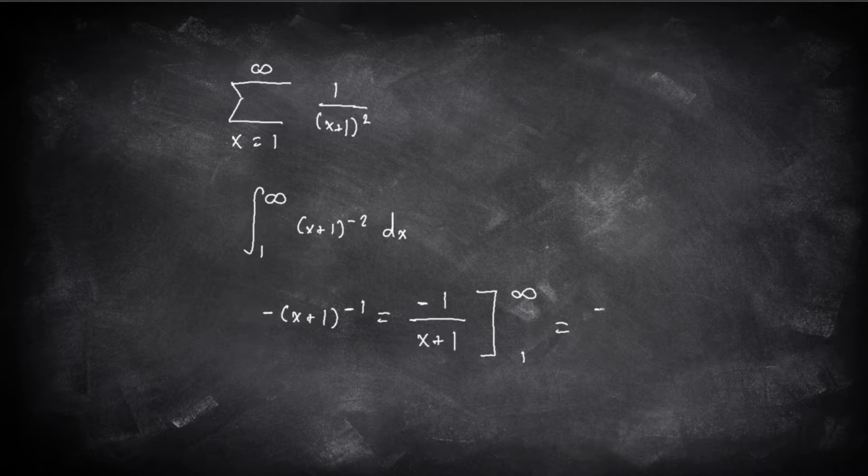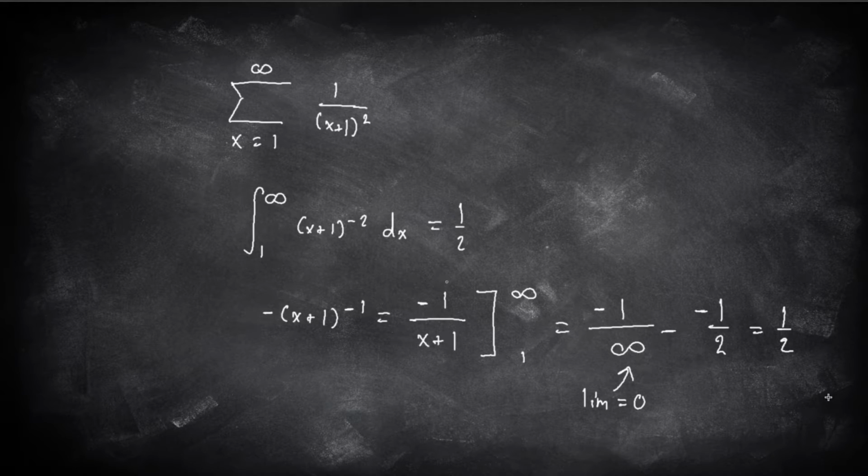Now we plug in infinity here, that's negative 1 over infinity plus 1, minus plug in 1, so negative 1 over 1 plus 1 is 2, so minus negative 1 over 2. So if you think about it, negative 1 over infinity, if you keep getting bigger numbers, this is going to approach 0. So the limit of this is going to become 0. So 0 minus negative 1/2 is 1/2. So since this converges to a number, 1/2, then so does our summation.